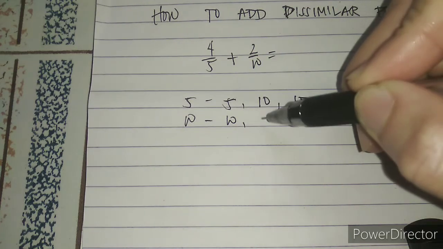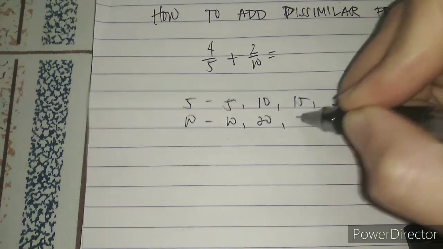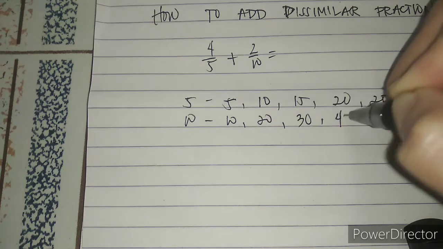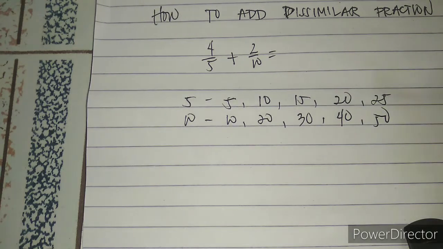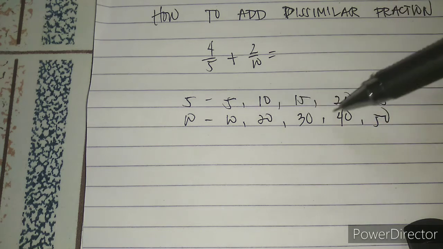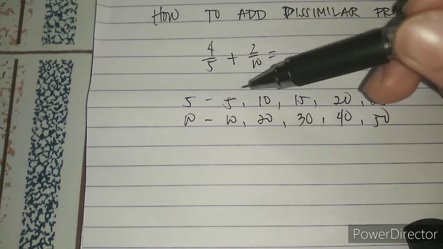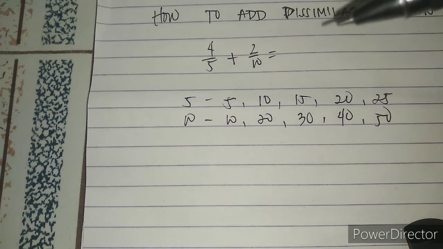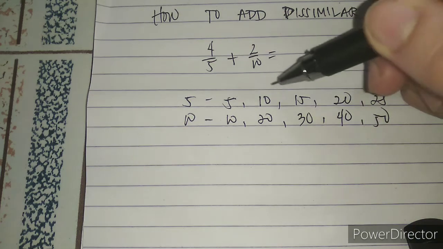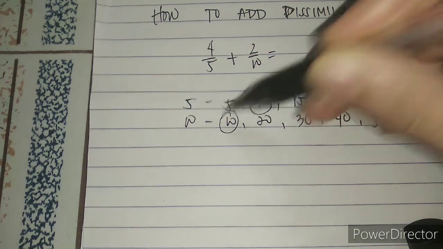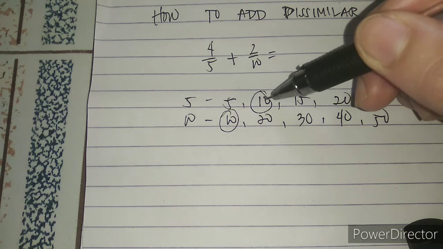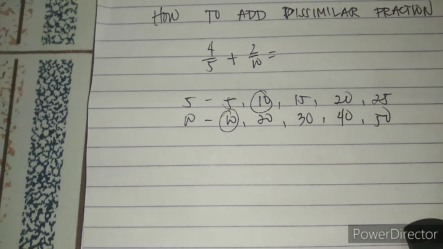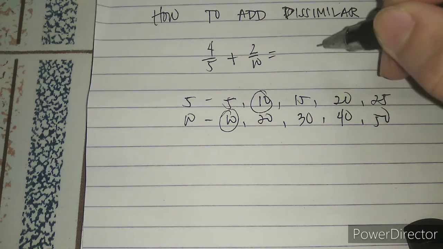Start tayo sa 10. 10, 20, 30, 40, 50. So, ngayon, hanapin na natin yung LCD niya or least common multiple. Yung pinakamaliit na number na magkaparehas. So, ang nakita natin is 10. Ito lang yung number na pinakamaliit dito na magkaparehas. So, our LCD is 10.